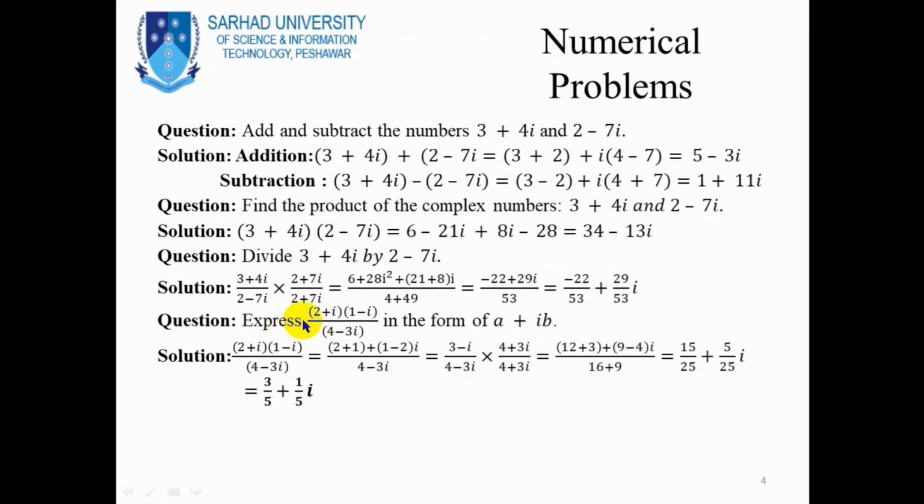Now to express the number (2 + i)(1 - i) divided by (4 - 3i) in the form of a + ib, for this purpose we first multiply the numerator terms. So (2 + i)(1 - i): after multiplying these two complex numbers, we obtain 2 + 1 as the real part, plus 1 - 2 as the imaginary part, divided by 4 - 3i. After multiplication of the numerator, we obtain 3 - i, divided by 4 - 3i.